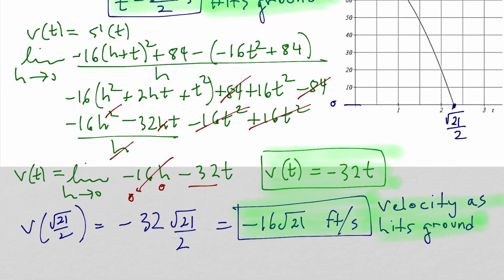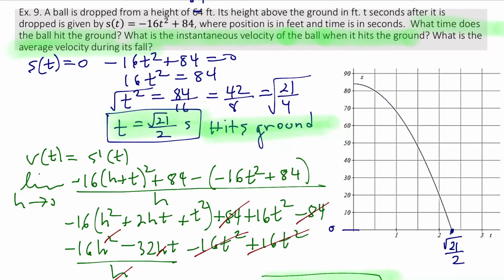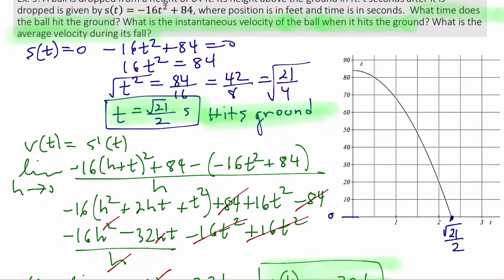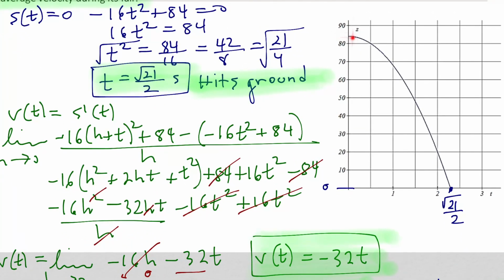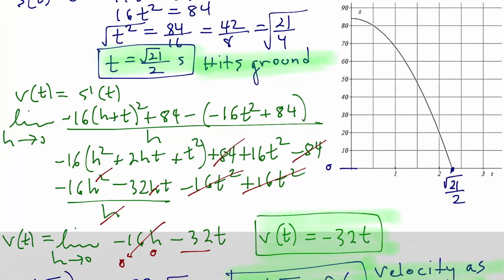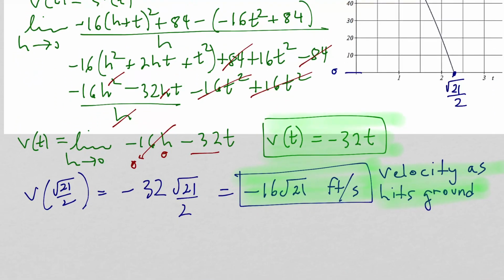Okay, so the last part of the question is what is the average velocity? So we want to find the velocity at time t equal to 0. We know the velocity at the end of its flight when it hits the ground. We want to find the average of those two velocities. So we'll plug time t equal to 0 into the velocity function, and you can see what that's going to be: 0, right? So v of 0 is equal to negative 32 times 0, which is just 0.